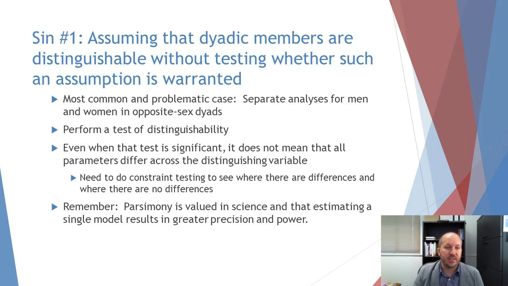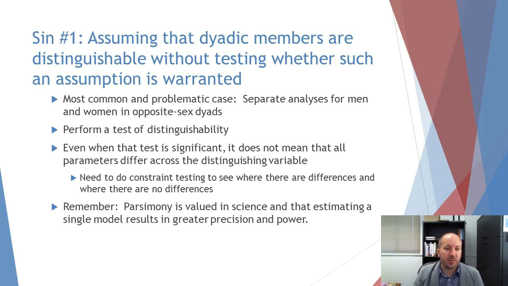The first sin is assuming that dyadic members are distinguishable without testing whether such an assumption is warranted. Like I talked about in our last module, it is very important to do a test of distinguishability to determine whether a dyad is distinguishable. If you do that test, as we talked about, and as I have shown you in other videos in this module, you do not need to worry about committing this sin because you've taken care of it.